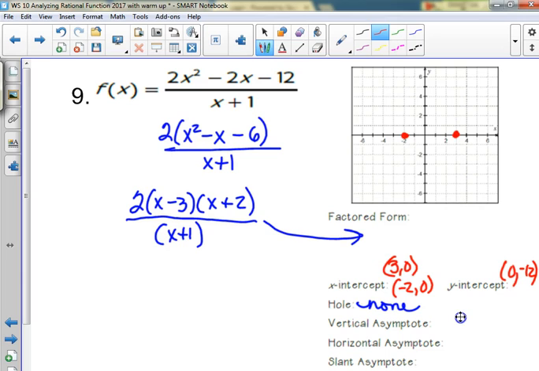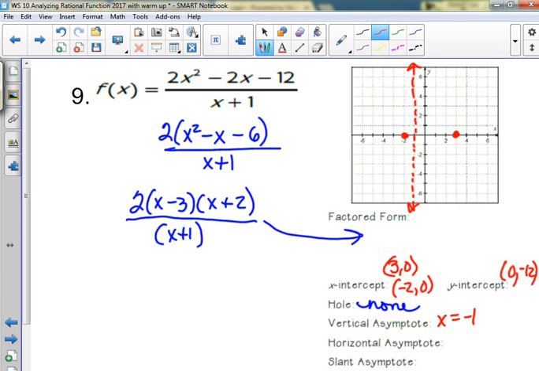Okay, vertical asymptotes. Does it have any? Guys, what's the yellow sheet say? Please be using it because you get to use it tomorrow. How do you find a vertical asymptote? Set the denominator equal to 0, right? So it has 1 at x equals negative 1. Okay.